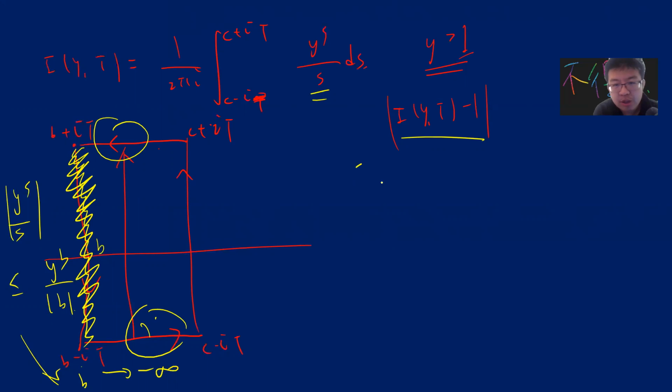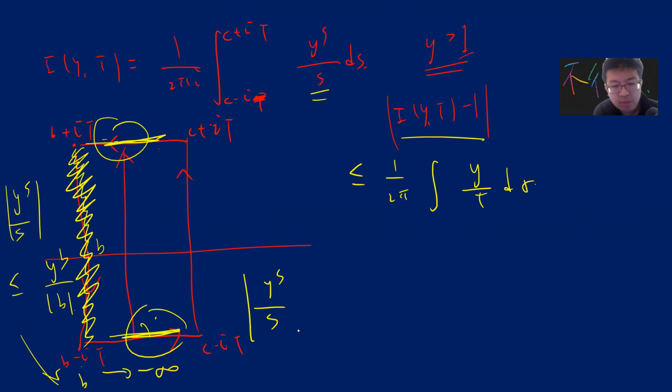Okay, so this guy is bounded by 1 over 2 pi, y to the sigma over t d sigma, right? So let's check. Y to s divided by s, in this region, is bounded by the real part, right? The real part will be y to the c. So this guy is bounded by y to the sigma divided by t, where sigma is the real part. So this is y to the sigma over t d sigma.